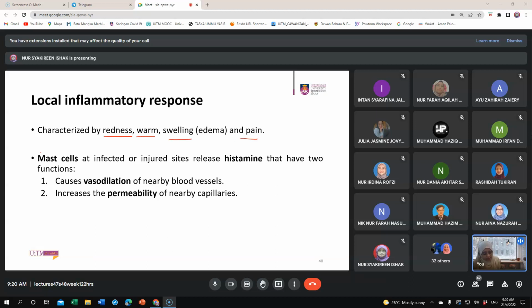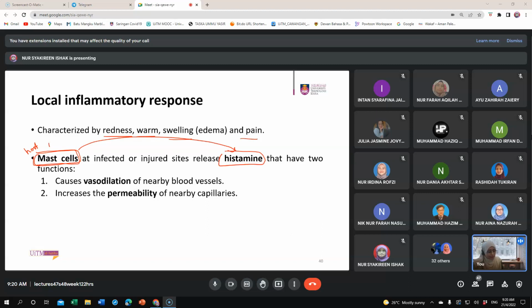Okay, so you have a type of cell, we call it as mast cell. Mast cell at infected or injured sites release histamine that have two function. Mast cell ni adalah daripada host cell yang ada pada injured site. Okay, injured site, the injured tissue will have mast cell. Inside the mast cell will have vesicles containing histamine. So histamine is released by the mast cell.